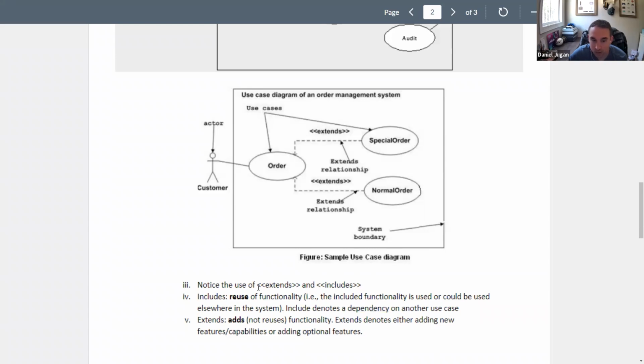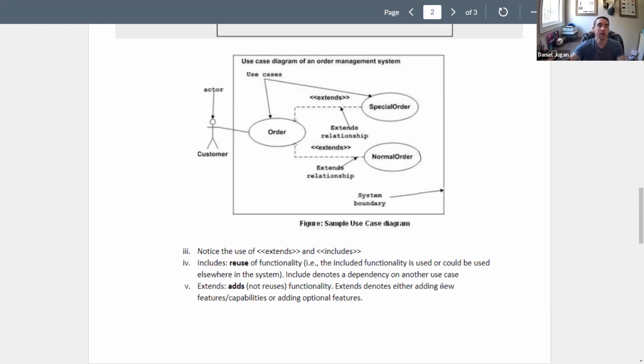We are reusing part of the functionality that exists in order. We are reusing that here as well. Contrast that with extends. Extends adds, not reuses functionality. So we are adding on to functionality that exists already. That's why what we see here is extends and not includes. We'll look at the includes example up above in just a second.